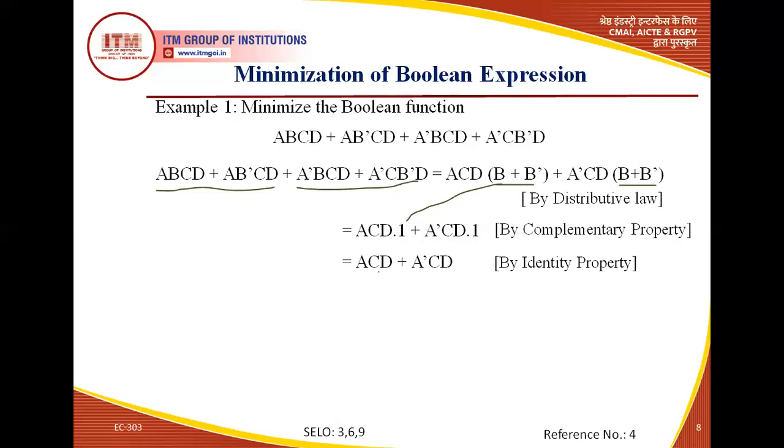Now from both terms, we can take CD as common by using the distributive law. So if we take CD as common, in the bracket we get A plus A dash. That is the distributive law. And again, by using the complementary property, A plus A dash equal to 1. And again, using the identity property, CD dot 1 equal to CD.